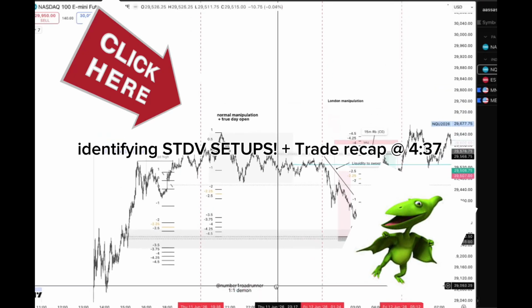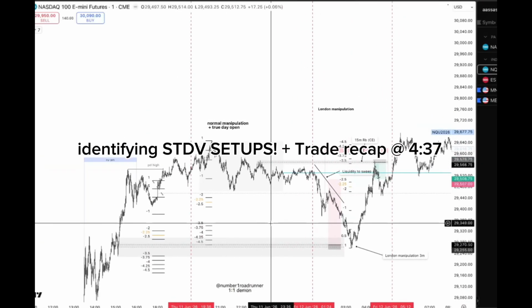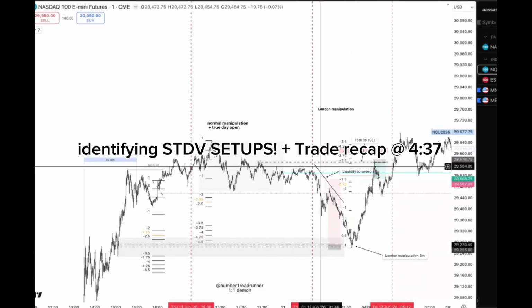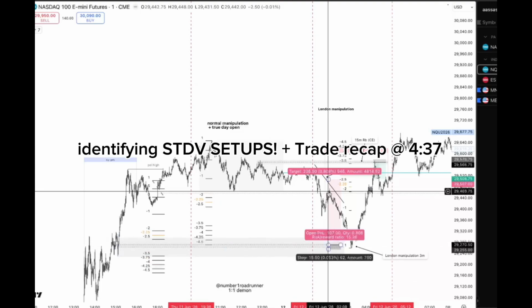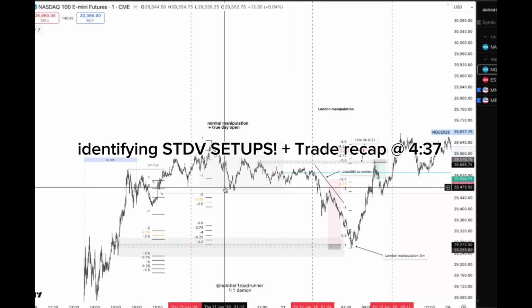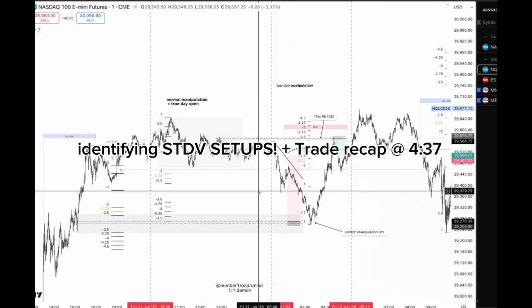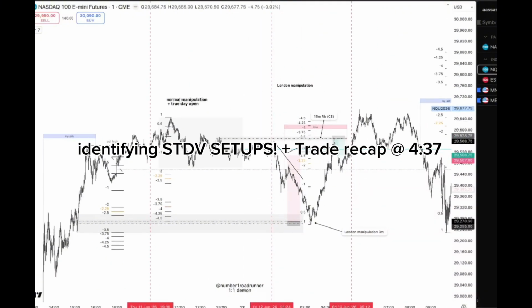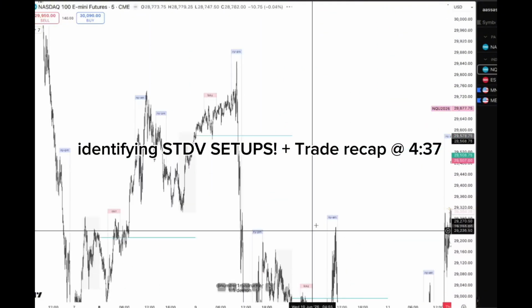Yo, these are live examples and live trades. Some of these I took, some of these I didn't. These are just live trades that you could have taken with standard deviation and different ways that you could have anchored it. So we're gonna do the first one.